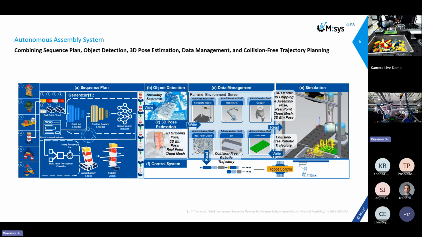The simulation tool builds a virtual environment like the real one and returns a collision-free trajectory from the simulation. If the simulation checks that there are no collisions, data management sends it to the control system to implement it on the robot arm in the real environment.